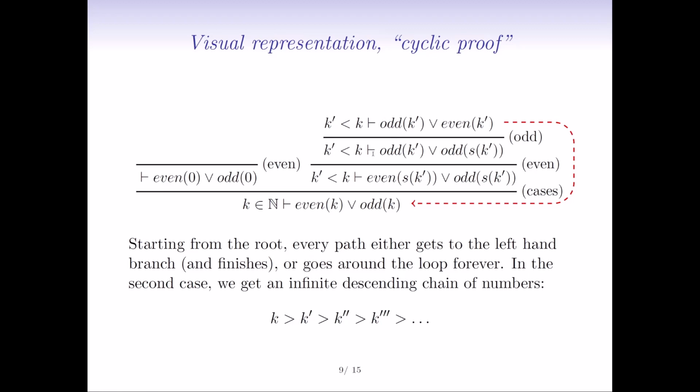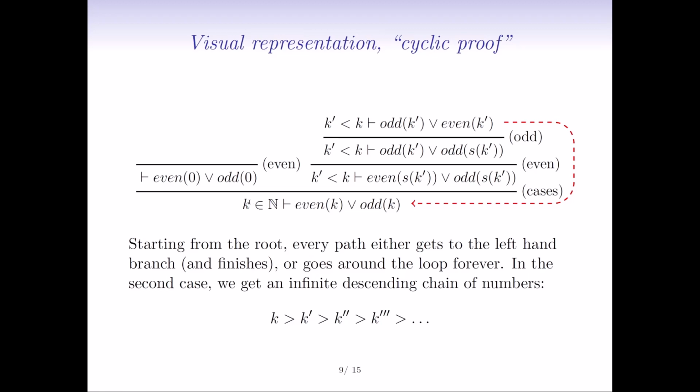But we can think that this proof tree is really an infinite proof tree, where I've taken this whole tree and pasted it here, but now for the smaller thing k prime. So if you did this over and over again, you would actually get an infinite proof tree with lots of these even branches up the left-hand side and one infinite branch up the right-hand side.